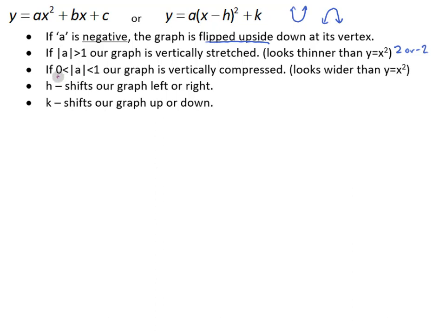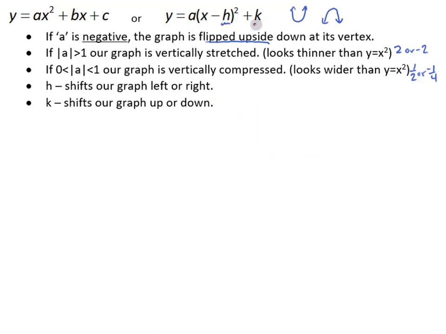If, however, a is a value that falls between 0 and 1, so this happens with decimals that are between 0 and 1, or fraction values like 1/2 or -1/4. And again, we're talking about its absolute value, so it could be positive or negative. Remember, that only controls whether it opens up or down, the positive or negative sign. But if its value falls between 0 and 1, our graph will be vertically compressed. So imagine taking a graph that looked like this, and we kind of compressed it in the vertical direction. It ends up looking a little wider. So it'll look wider than our parent function.